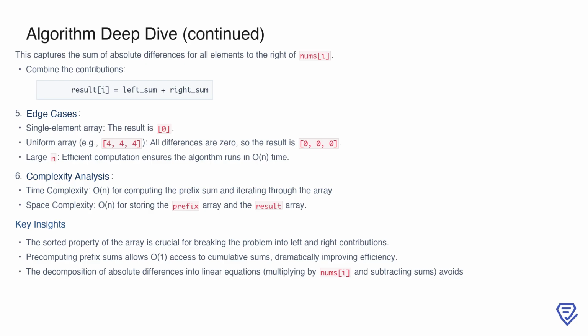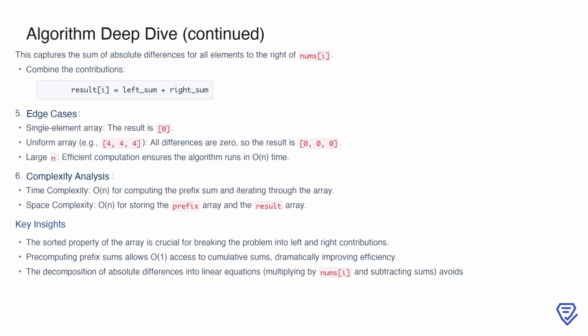Using the prefix sum array, we can calculate the left and right contributions for each index. For the left contribution, we multiply the current index by the value at that index and subtract the prefix sum of all preceding elements. If there are no preceding elements, the left contribution is simply 0. For the right contribution, we calculate the difference between the total sum of the array and the prefix sum up to the current index. We then subtract the product of the number of elements to the right of the current index and the value at the current index. Combining these two contributions gives the result for the current index.